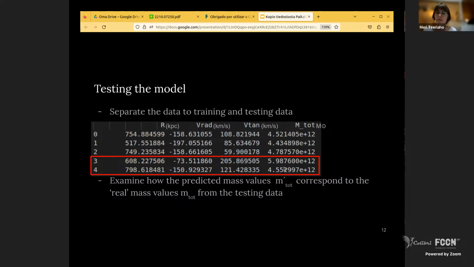If the model is really good, it will produce exactly these mass values, but that is, of course, not usually the case, but something close. So we can see how good the model is.